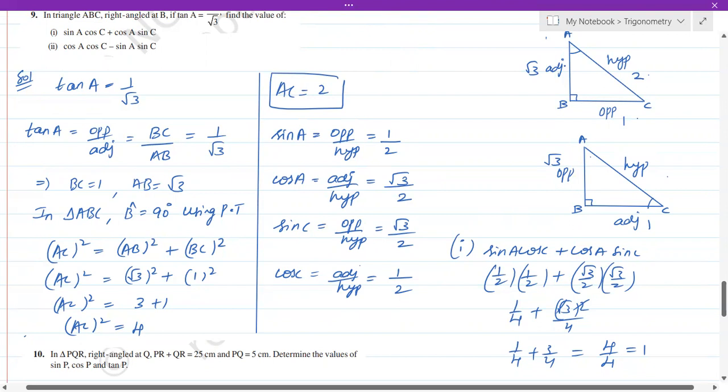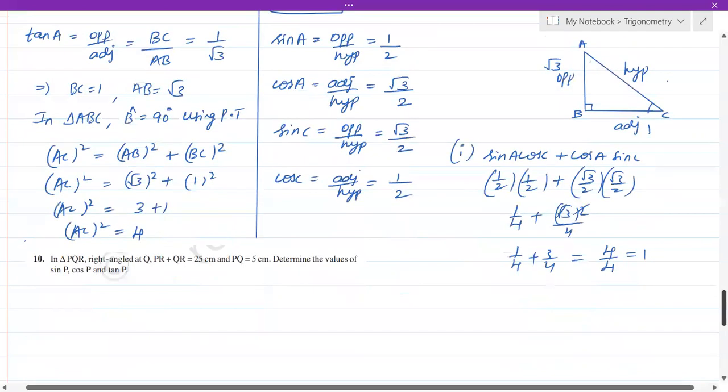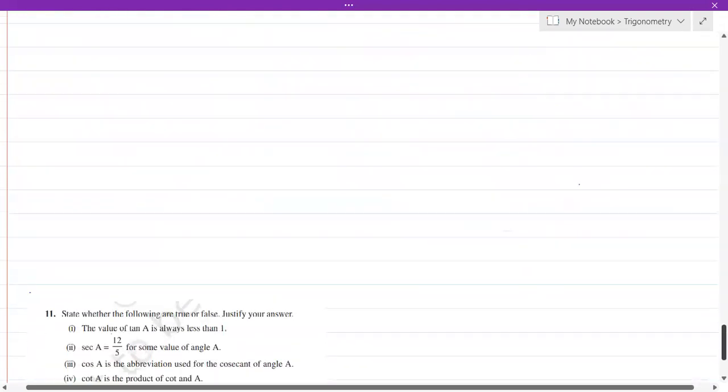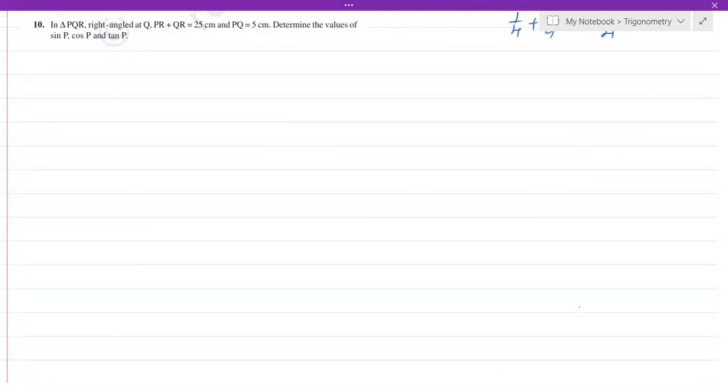So it's very simple. See, certain times when the angles are changing like this, sin A, cos C, cos A, sin C, it's better to take 2 triangles to avoid the confusion, or you can use one triangle and solve it, no issues. Let's get into the next question, which is a bit different from all other questions which we have solved. In triangle PQR, right angled at Q, PR plus QR is equal to 25 centimeter and PQ equals 5 centimeter. Determine the values of sin P, cos P and tan P.